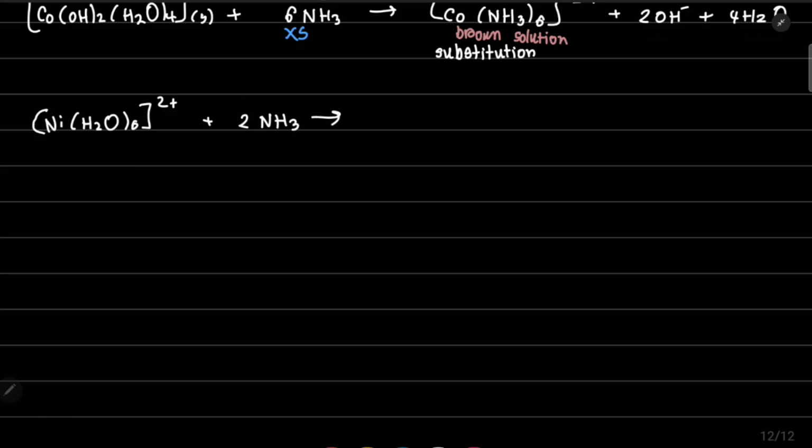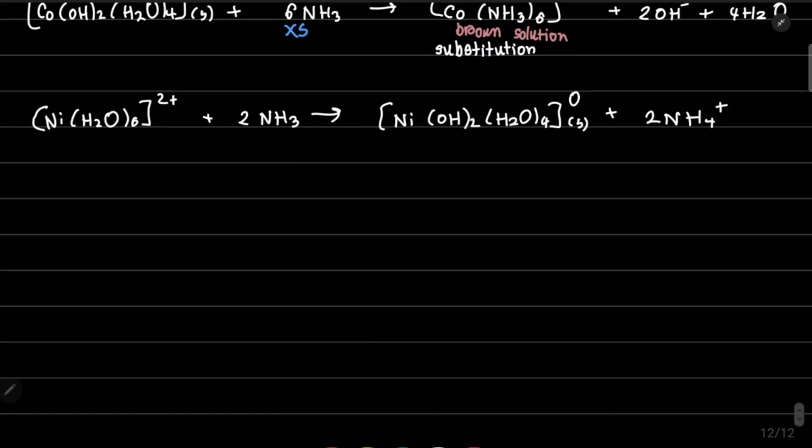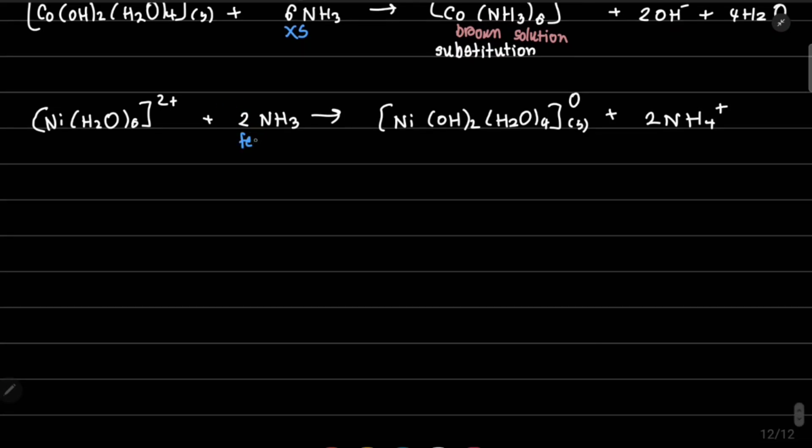When it's a few drops, we have two ammonias forming Ni(OH)2(H2O)4, the common thing, the same as OH minus, just the NH4 being here. This is for a few drops.